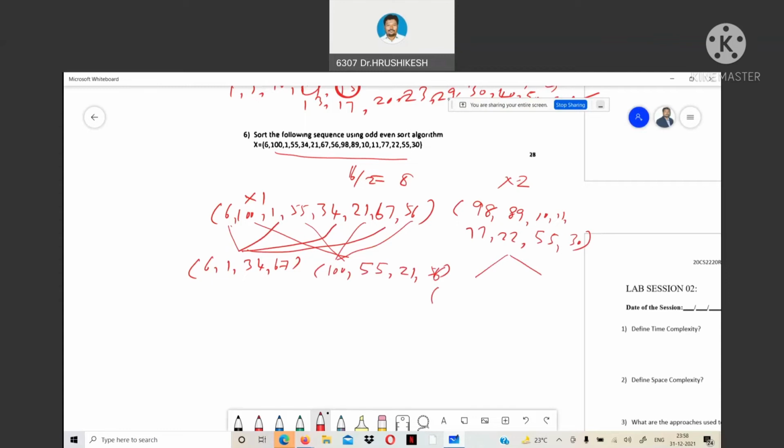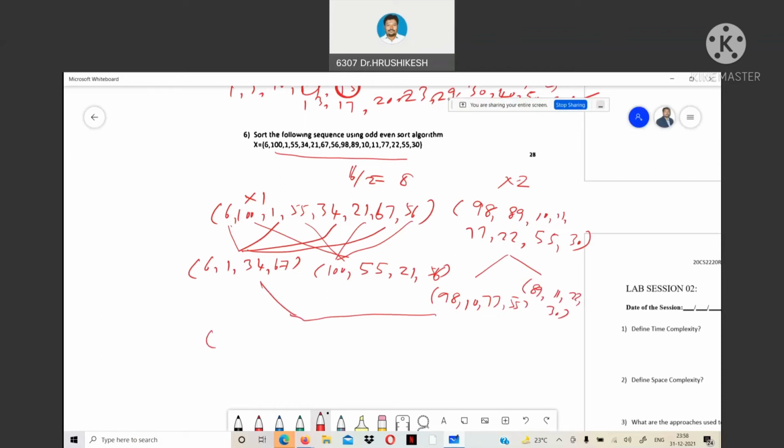And parallelly this one, odd and even. I am writing directly. So odd: 98, 10, 77, 55. Even: 89, 11, 22, 30. Okay, this odd from left portion and another odd from right portion, they were merged.